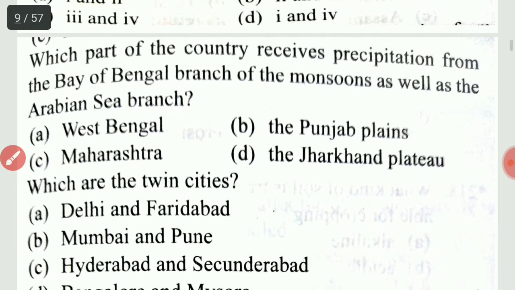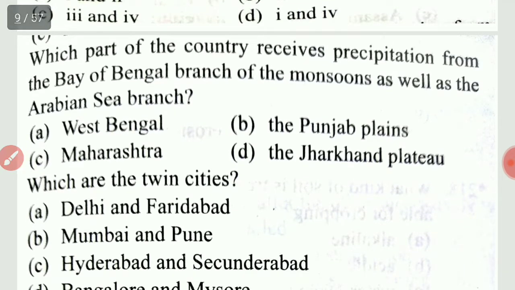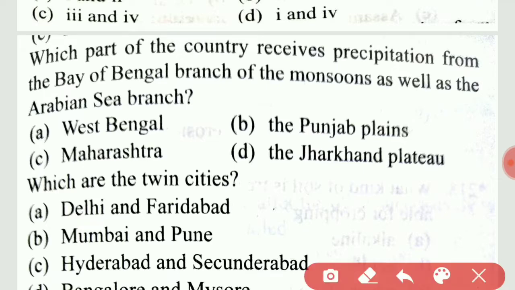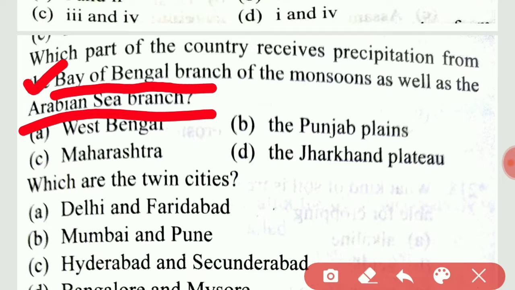Next, which part of the country receives precipitation from the Bay of Bengal branch of the monsoon as well as the Arabian Sea branch? Very important question. The region is the Punjab Plains. The Punjab Plains is the answer.